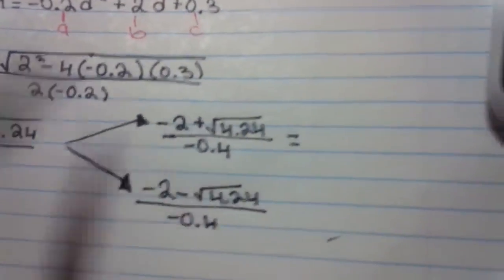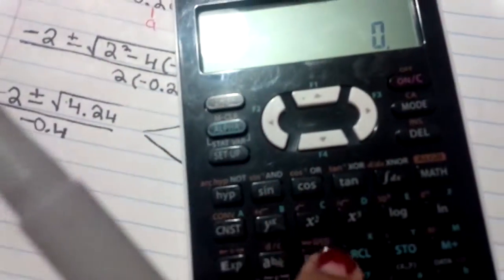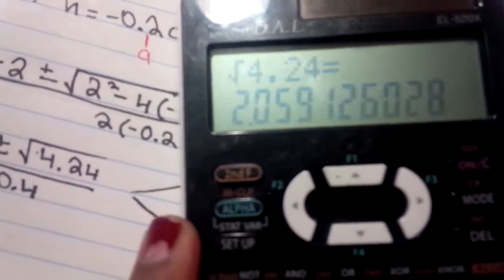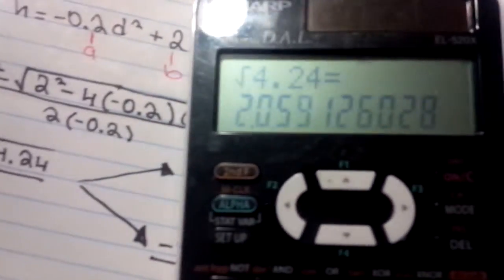So over here, we're going to make it easier. We're first going to find the square root of 4.24. So let's do that. Shift square root and 4.24, which gives us 2.0591 continued. So let's just write 2.059 in the corner. So we know that that's our square root of 4.24.